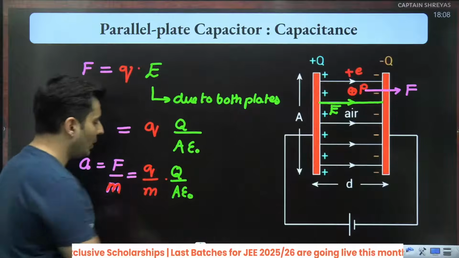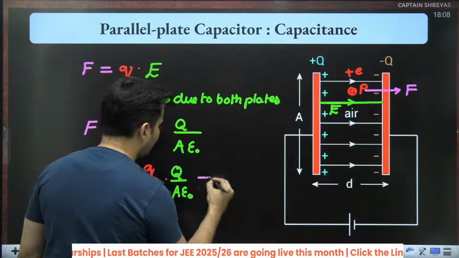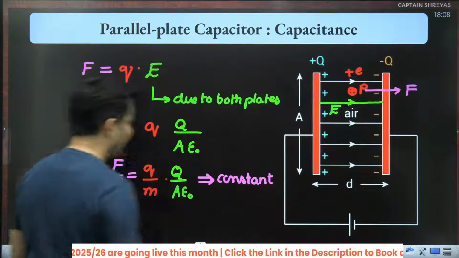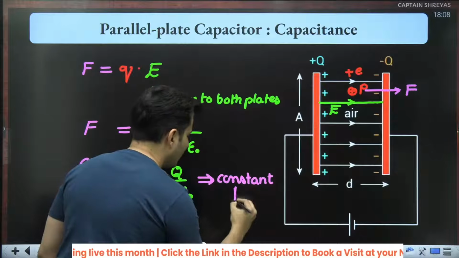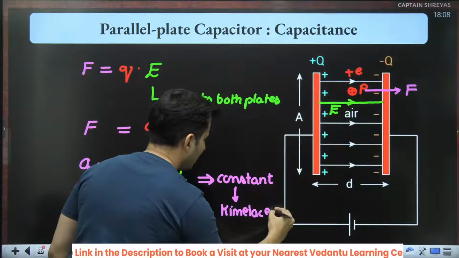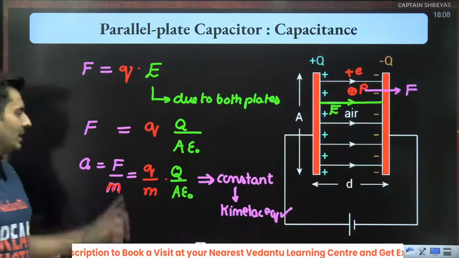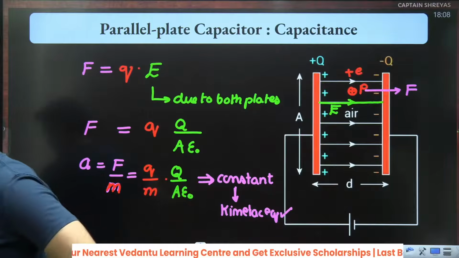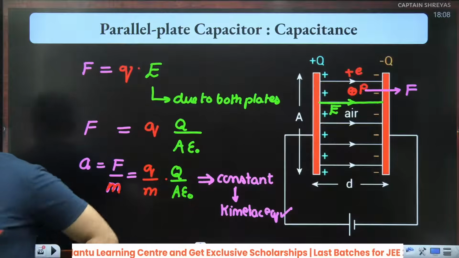All these numbers are constant. That means even the acceleration is going to be constant. And once the acceleration is constant, it also means you can use kinematic equations. Kinematic equations are allowed because acceleration is constant. Got it, my dear warriors?